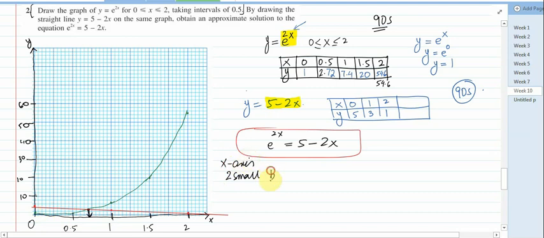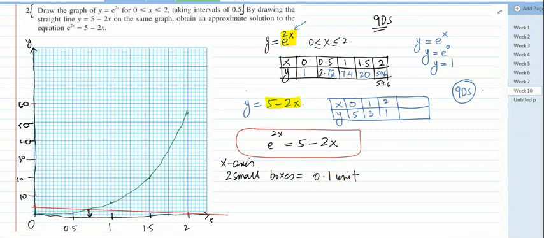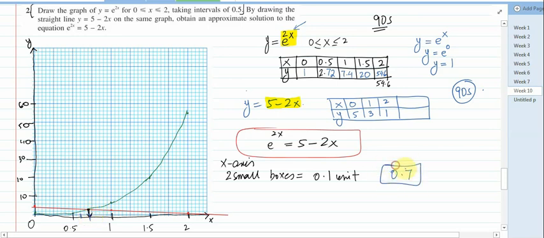Two small boxes is equal to 0.1 unit. So with this scale, it's 0.5, so it's 0.6, it's 0.7. The value I am getting here is 0.7, and the chances are pretty well that you are getting some different value, right? But it must be close to 0.7. If I'm getting 0.7, maybe you are getting 0.75 or 0.65, but it won't be that you are getting 0.2 or 1.5, as that will be wrong, right?